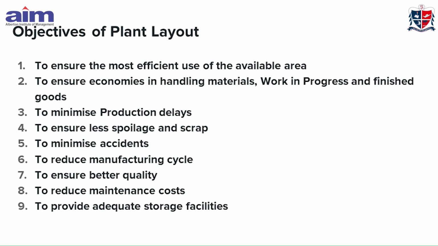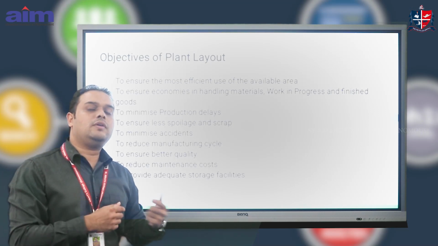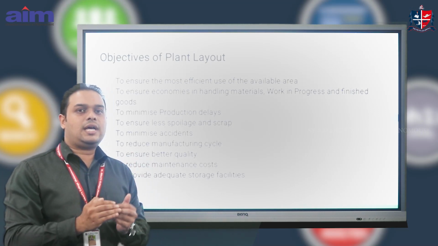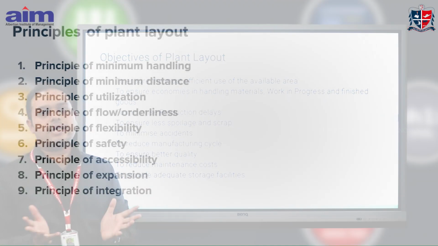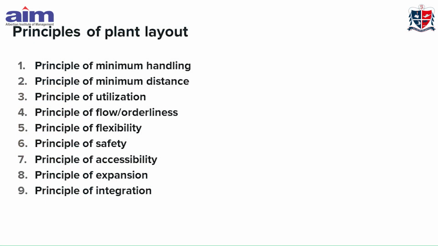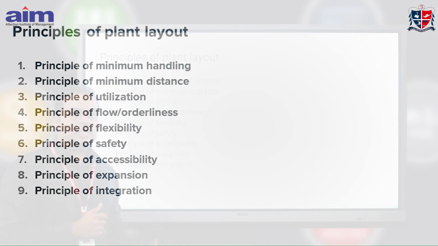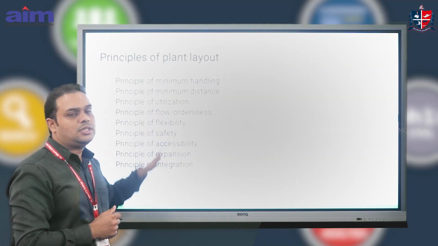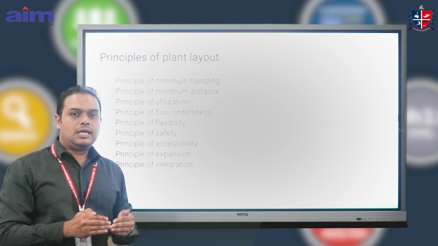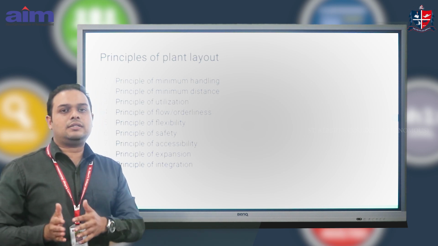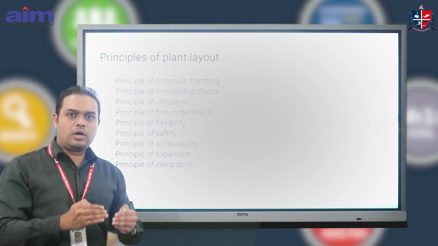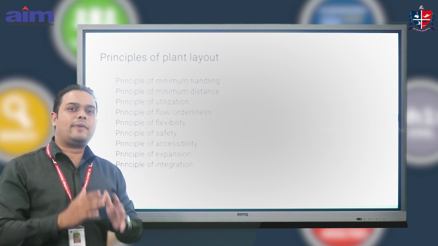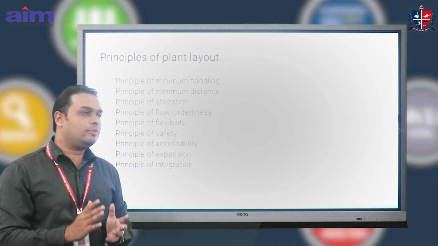So the whole objective, if you look at it in general, is to help the companies or the people involved to reduce wastage and to increase the amount of productivity that they get from the same amount of space that they employ. Now there are several principles of plant layout. The first principle is the principle of minimum handling. It means that whenever materials and other things are moved from one place to another, the amount of time or money spent on it should be comparatively less. That is how a plant layout should be arranged.